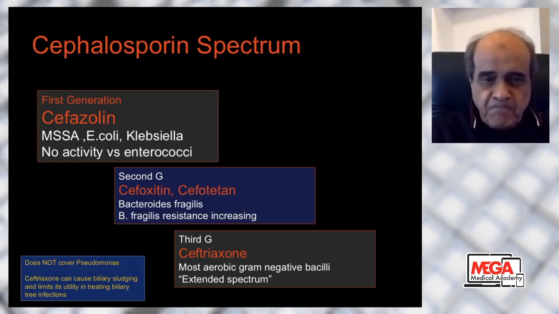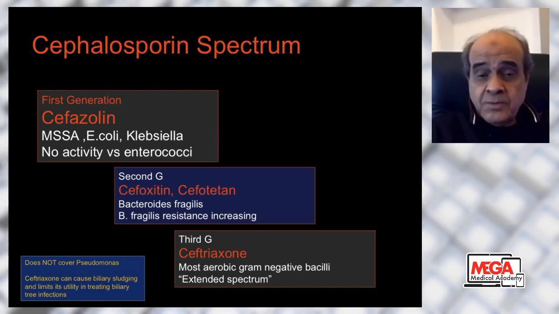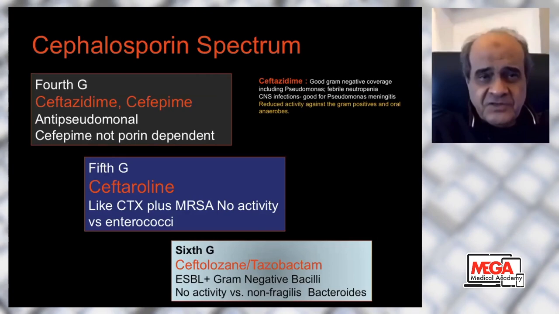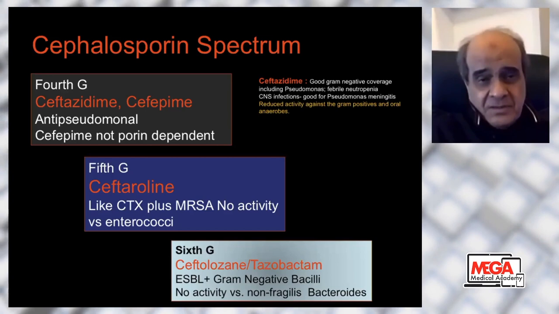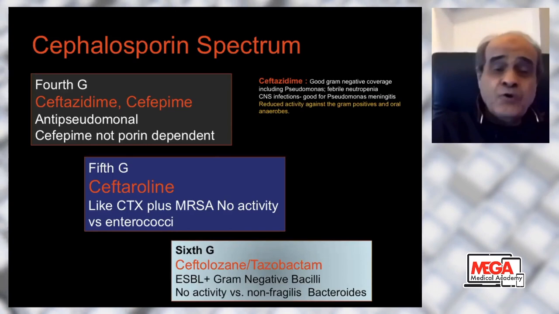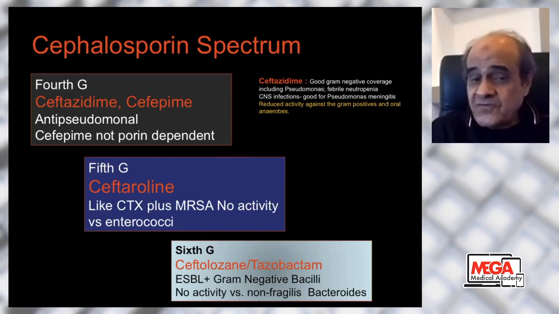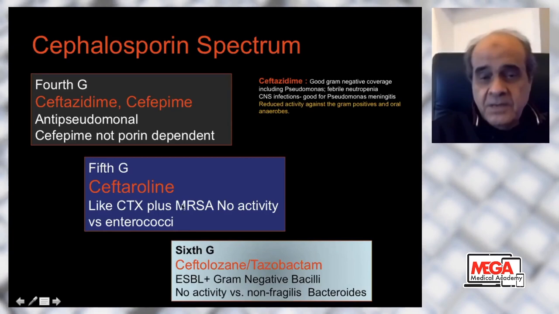Third generation, ceftriaxone, starts the gram-negative activity, as you know, and the spectrum is extended wider. Take care, ceftriaxone may cause biliary stones and biliary sludge, so it is not good in cases of biliary infection. Fourth generation, ceftazidime and cefepime, is where cephalosporins start to have efficacy against anti-pseudomonal infection, effective against gram-negatives and anti-Pseudomonas at the same time. Fifth generation, ceftaroline, is the only cephalosporin which can be used for MRSA, methicillin-resistant Staph aureus.